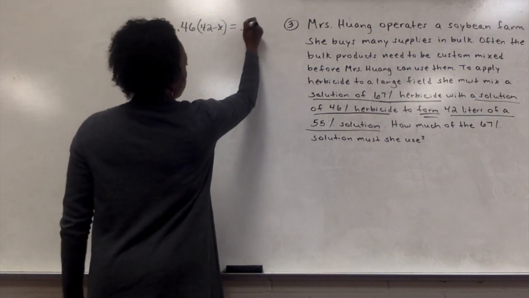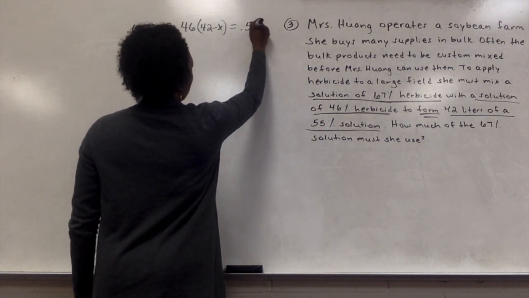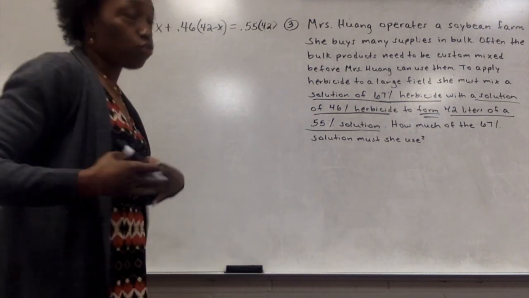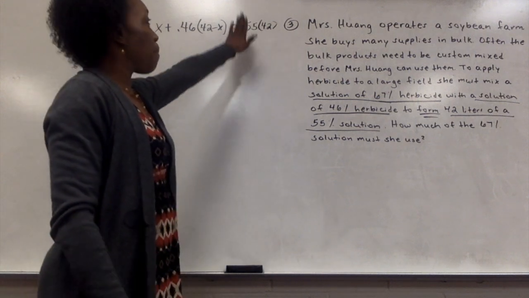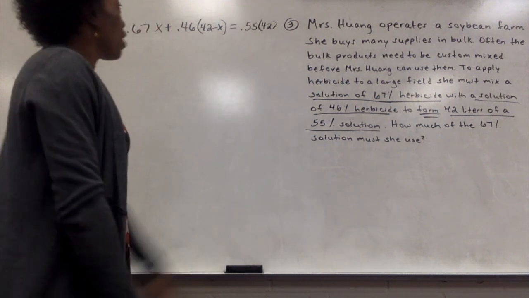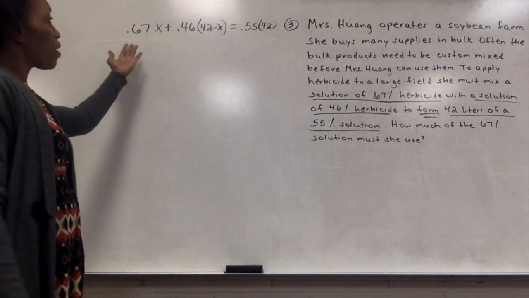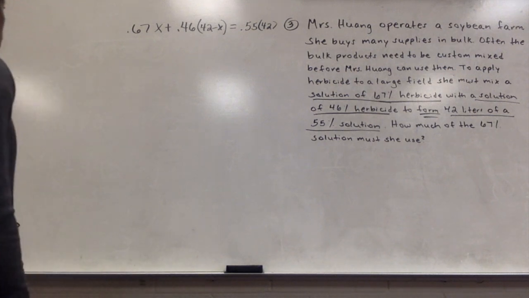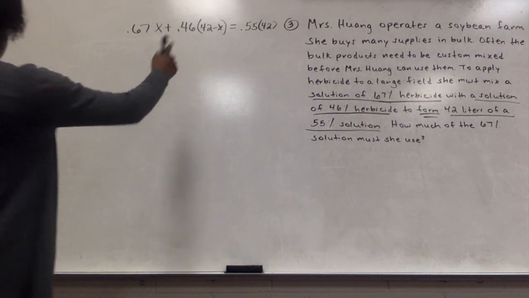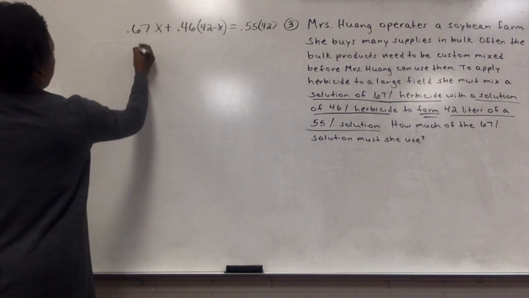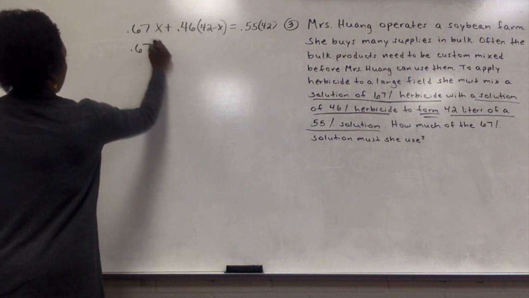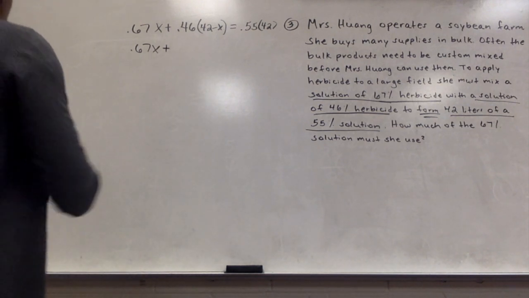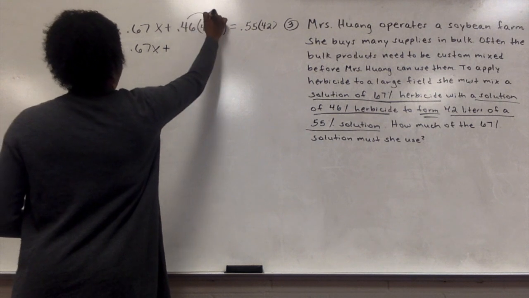So remember, you're always multiplying your percentage times your liters, the amount of your solution, which is your liters, times the percentage. So now you have your equation set up, and from here you're just going to work the problem out. So the first thing I'm going to do is multiply, and on this side, remember, we're going to do the distributive property. And when we do our distributive property, you have to remember that you're multiplying decimal numbers.